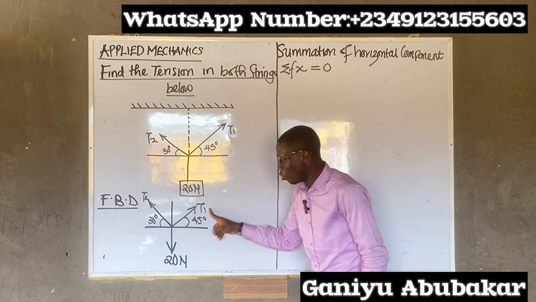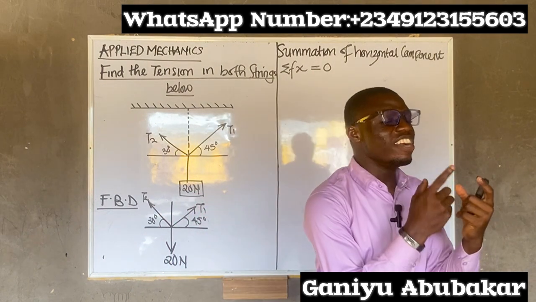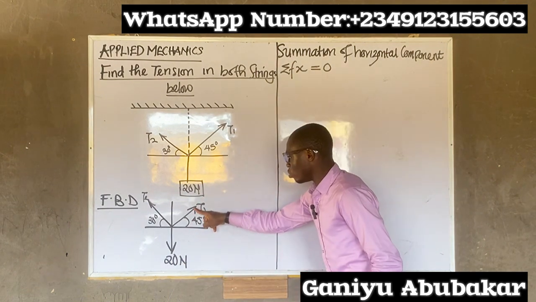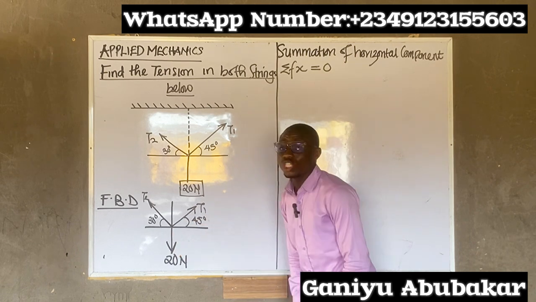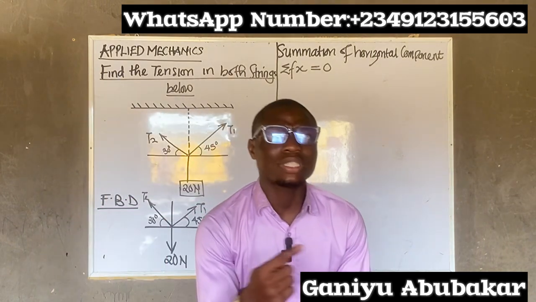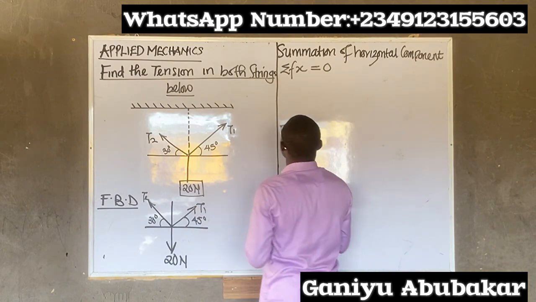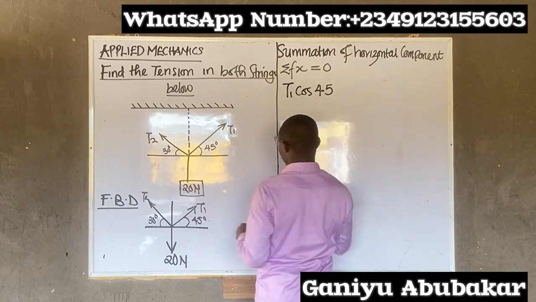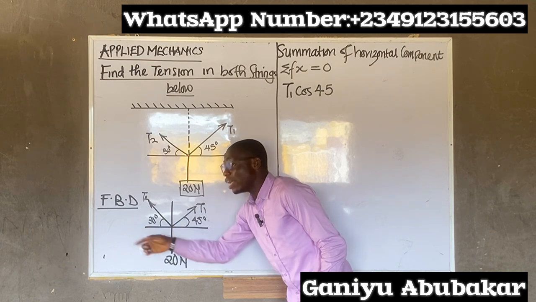If I resolve T1 to the horizontal, by the way, go and check our video under resolution of vectors in 2D. I've explained this. T1 is simply a force that is inclined to an angle to the horizontal. Check last class, whenever an angle is inclined to the horizontal, that horizontal component becomes cos. In this case, if I resolve T1 to the horizontal, I have T1 cos, of course, the angle there is 45. If I resolve T2 to the horizontal, of course, my angle is on the horizontal, so it becomes cos.